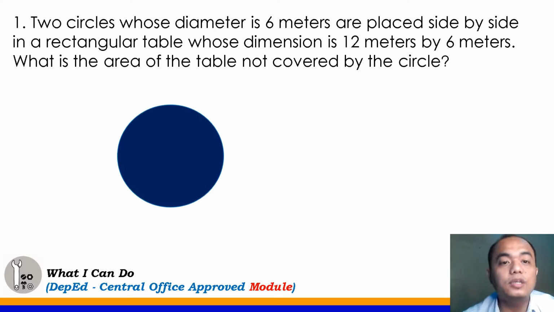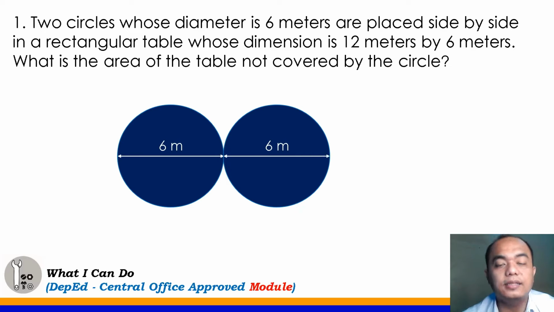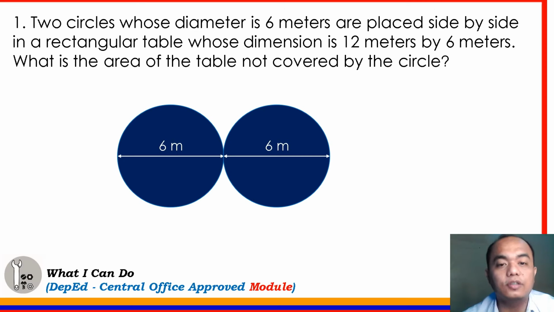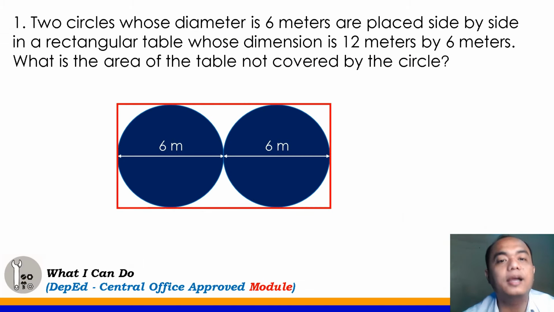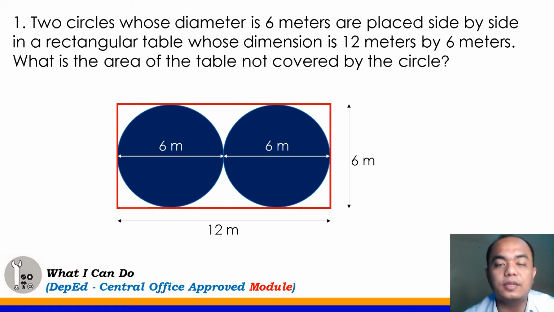So we have here two circles whose diameter is 6 meters. So gagawa tayo mamaya ng isa pang circle. Yung diameter niya is 6 meters class. Yan. These are placed side by side. Yung dalawang circles daw are placed side by side, just like here you see on screen. And then, it is placed in a rectangular table. So, dito, may rectangular table tayo. Yan. Ang measurement naman ng ating rectangular table is 12 meters. And the width here is 6 meters.